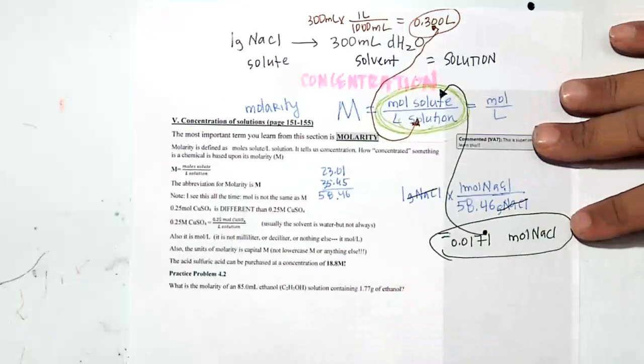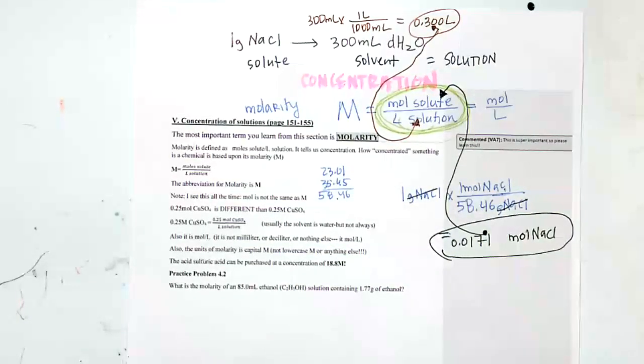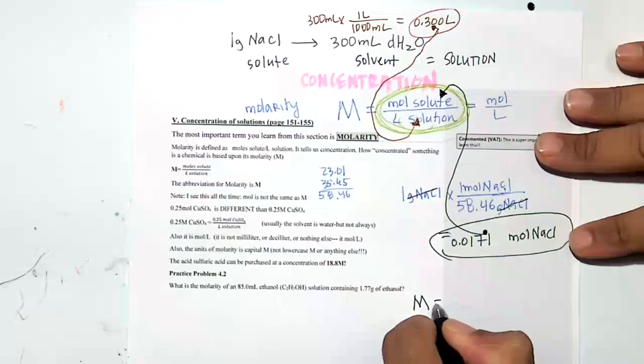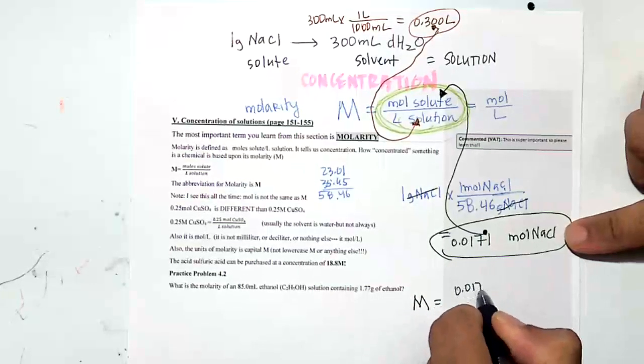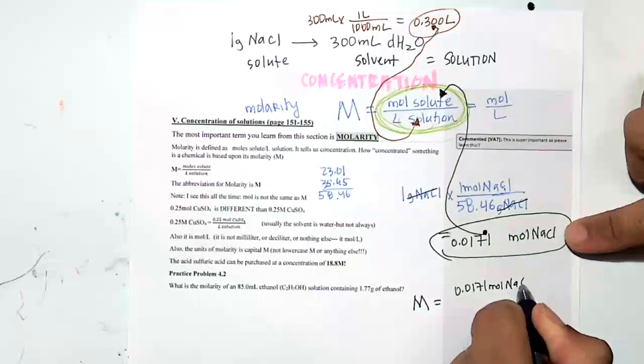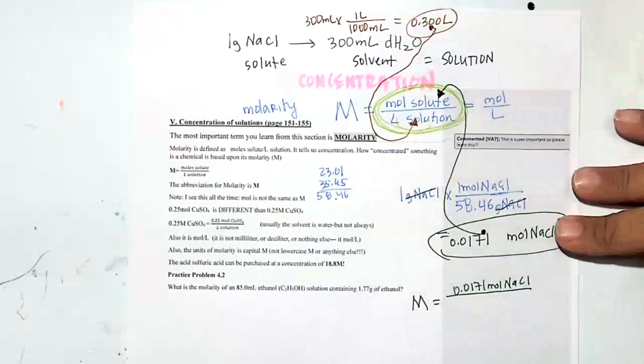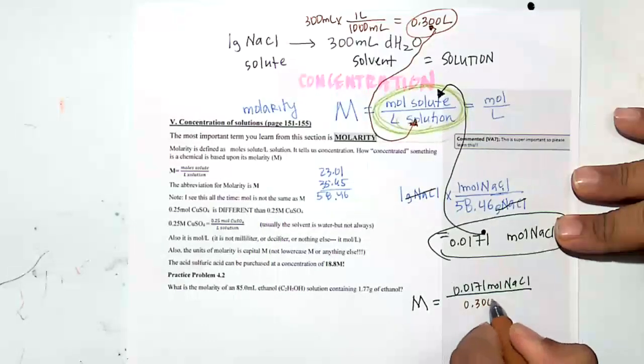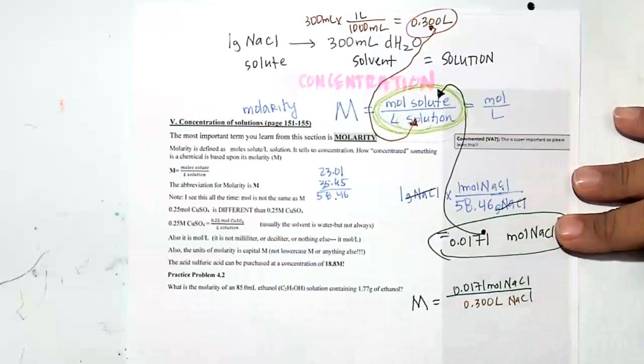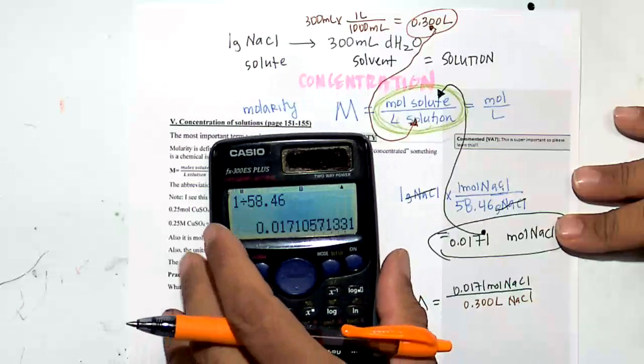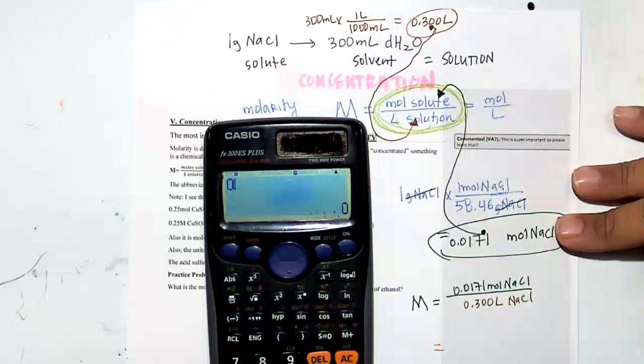So finally, the molarity, my final concentration of this bottle that we just made together as a class, the concentration of this sodium chloride solution is going to be 0.0171 moles of NaCl divided by 0.300 liters. And what is that on our calculator? 0.057? Is that what you guys are getting?